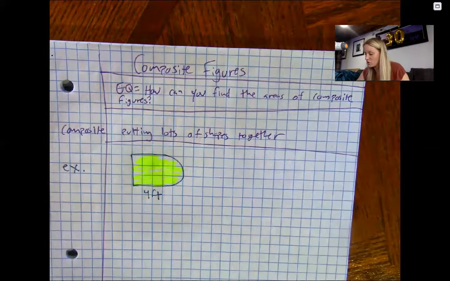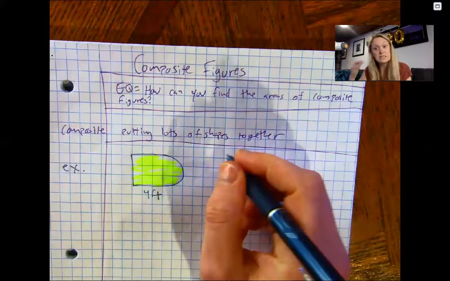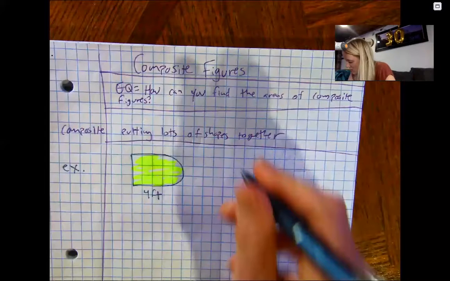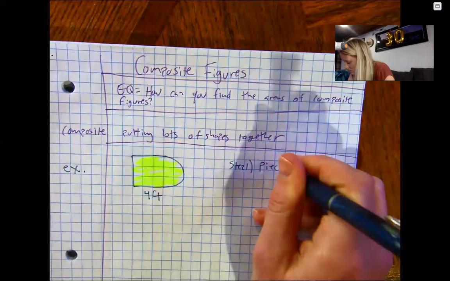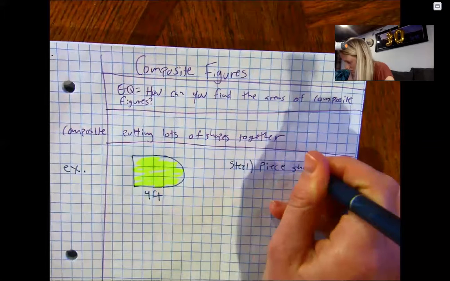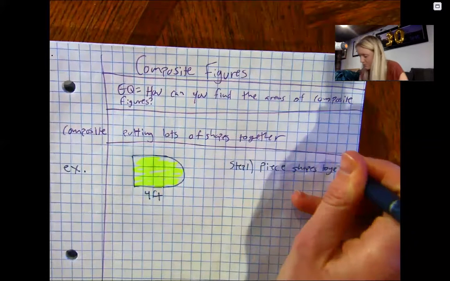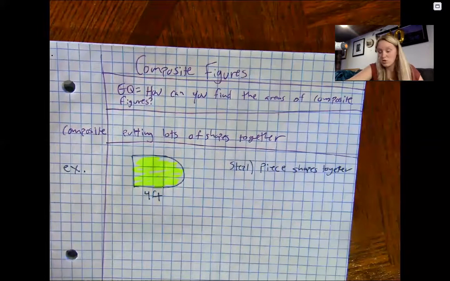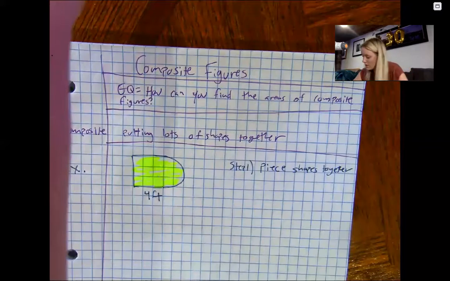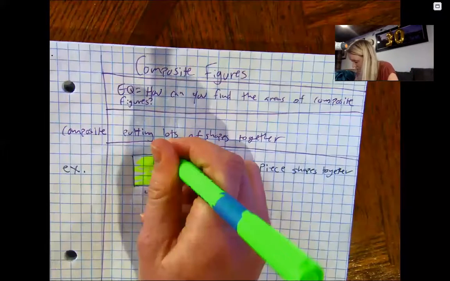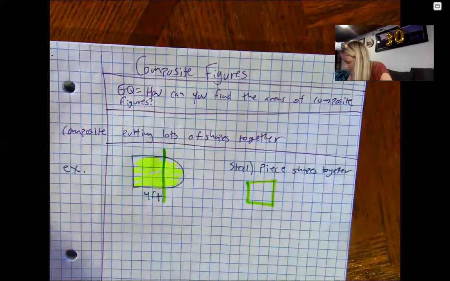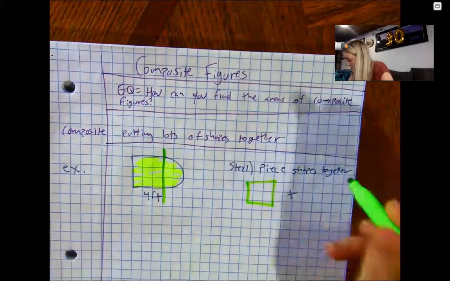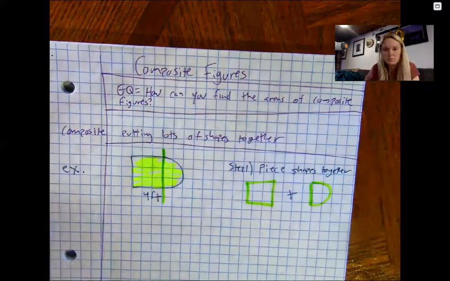So this is what I like to do. The first thing I like to do is piece it together. So let's write step 1, piece the shapes together or apart. Okay, sometimes it's apart. So I'm going to, using my marker, say, okay, I can piece together that that is a square plus that is half of a circle.